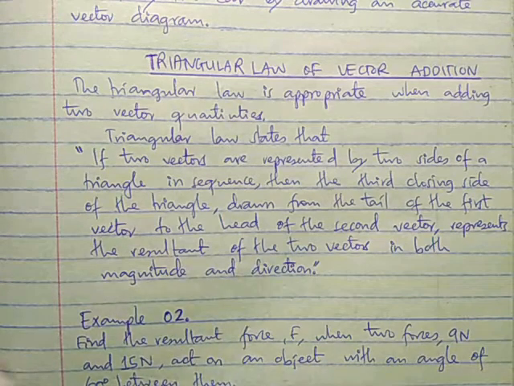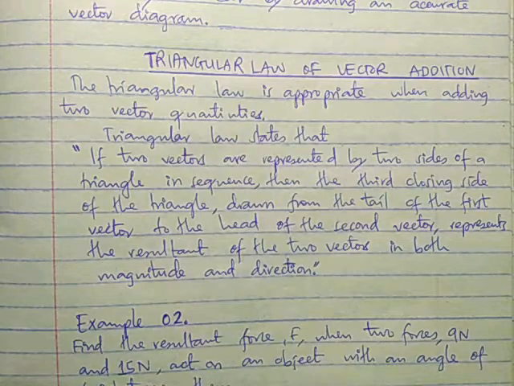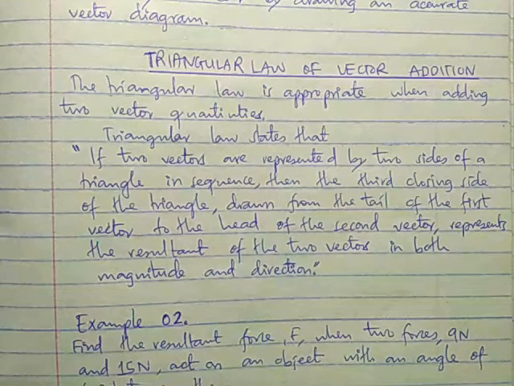From the previous session about the graphical method of vector addition, we discussed how we can add vectors by the graphical method. In this session, we are going to continue with the triangular law of vector addition. So in session 5, in the topic of application of vectors, we are discussing the triangular law of vector addition.